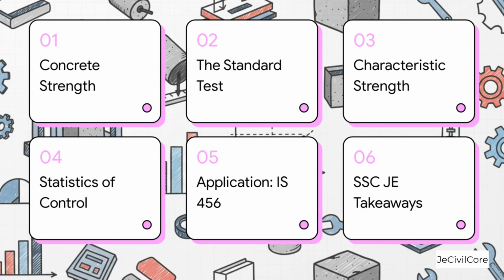So here's our roadmap. First, we'll nail down what concrete strength even is. Then, we'll see how it's actually tested in a lab. But the real game changer is understanding characteristic strength, and that's where the statistics come in. We'll look at the math, see how the official IS 456 code puts it all into practice, and we'll wrap up with the exact points you need to memorize for the exam.